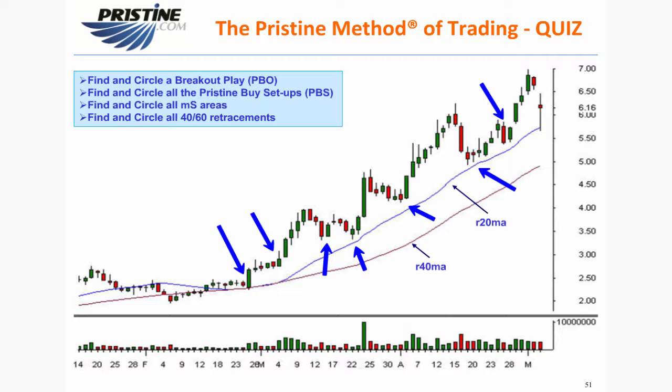And pretty much every one of these buy setups is also a pullback to minor support, as well as a 40 to 60% retracement. So I'm not going to circle or point to each one of those because in all honesty, we already have. Every one of those buy setups is a pullback to minor support and a 40 to 60% retracement.